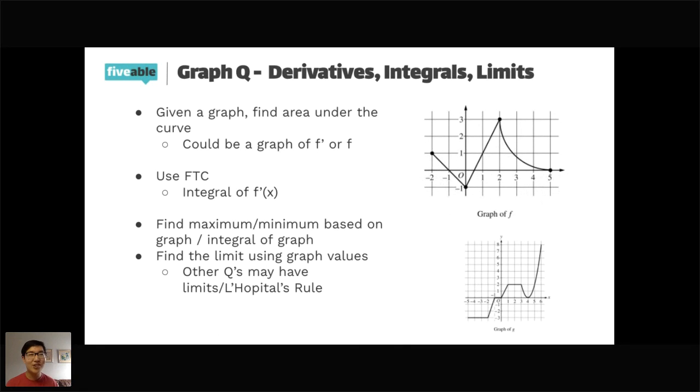Make sure that you also know how to find maximums and minimums based on the graph or the integral of a graph. Finding the limit using graph values is pretty useful. And you might also see L'Hopital's rule show up on your exam. So I'm actually going to give an example, the FRQ from last year gives a good example of what answers your question, Rolle.